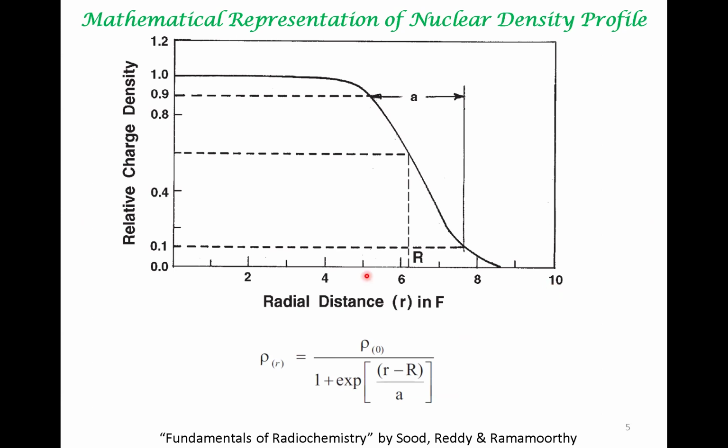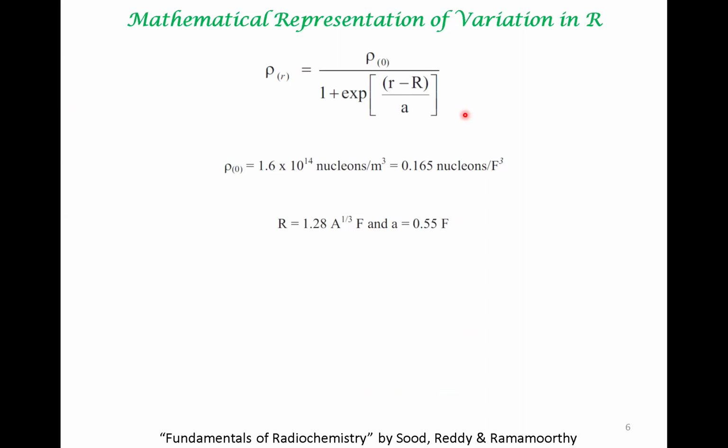This can be fit to a certain formula. This is the constant density we were talking about, and R can vary. This is the R, and so on. This is the skin layer. We can fit these values, and we can also see that this is going to be proportional. Let's see how we get that.